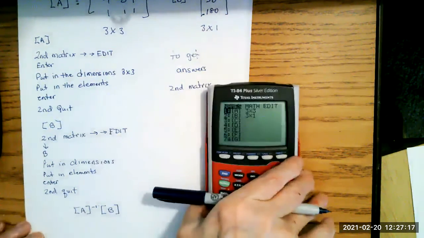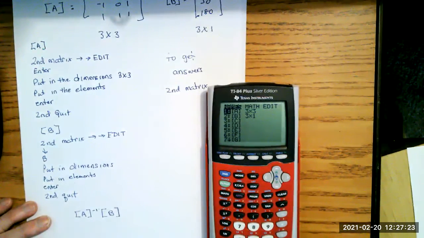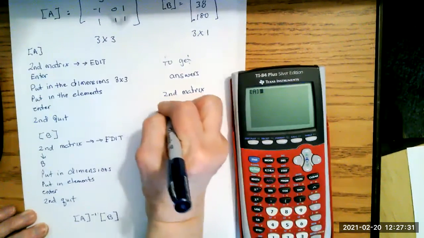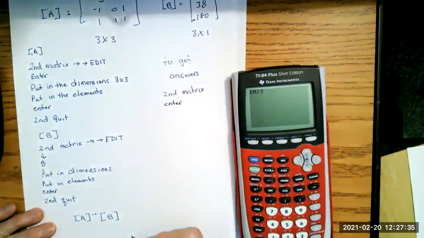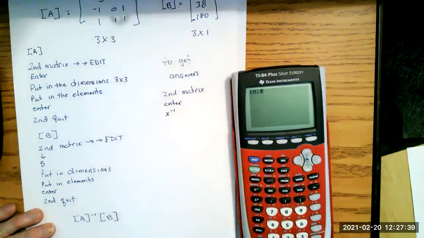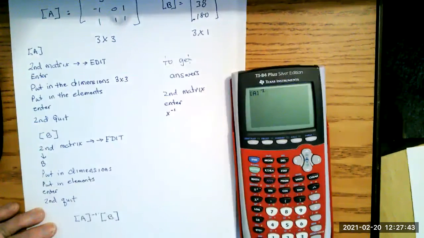Should look like that. And notice I don't want to edit it. I've already put the numbers in, so I just want to use it now. So 1 is already highlighted, so I enter. See, it's going to put an A up there. Just enter there. But I do want A inverse, so I have to hit the x to the -1 key to get my little inverse in there. See how it says A inverse now?